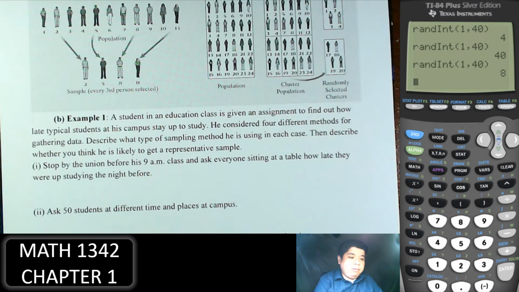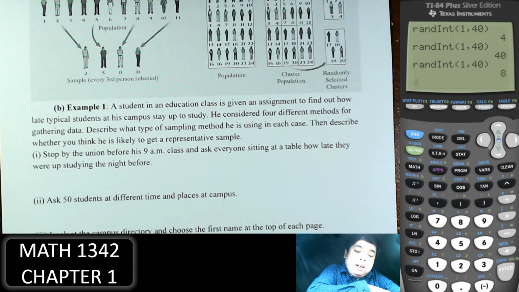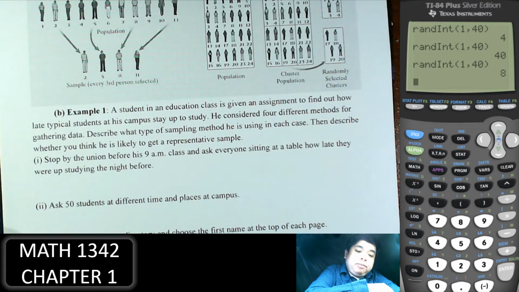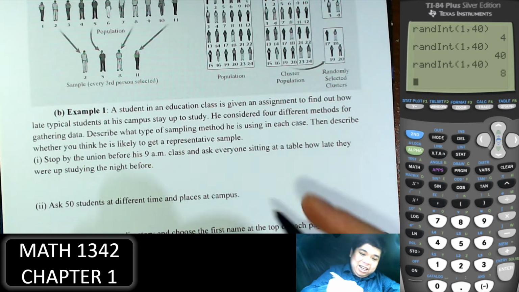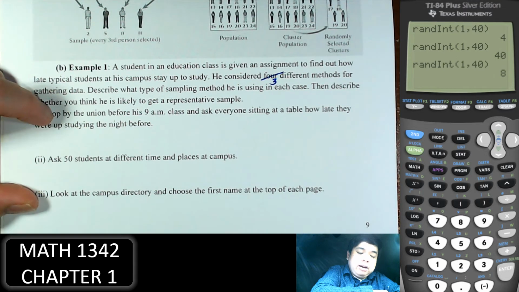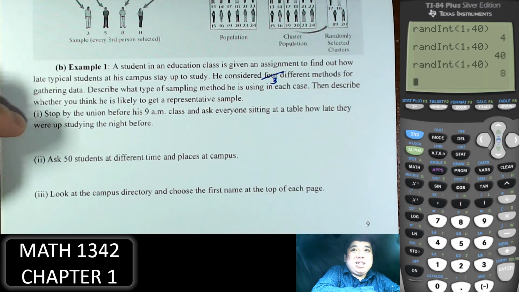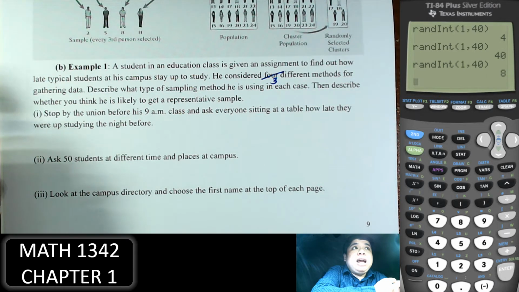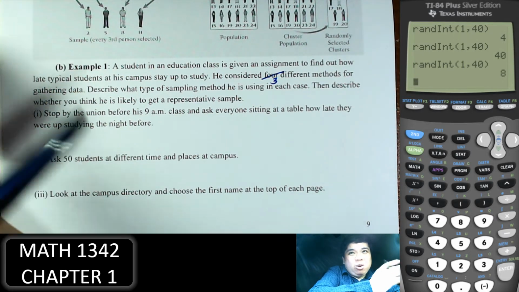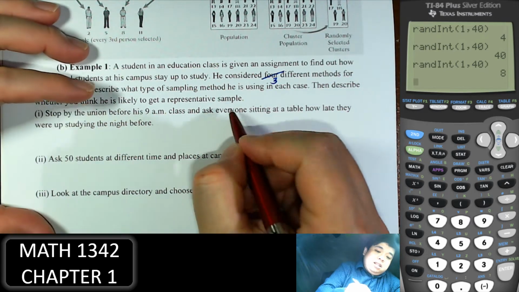Right. Now, let's look at the first example. A student in an education class is given an assignment to find out how late a typical student at his campus stays up to study. He considers 3 different methods here. First, stop by the union before his 9 a.m. class and ask everybody sitting at the table how late they were up studying last night. Well, that's kind of good, but asking everybody at 9 a.m. is kind of specific. Maybe they sleep early so they can wake up early, those kinds of things. So the time should be random here. But the key here is that he asks everybody there.